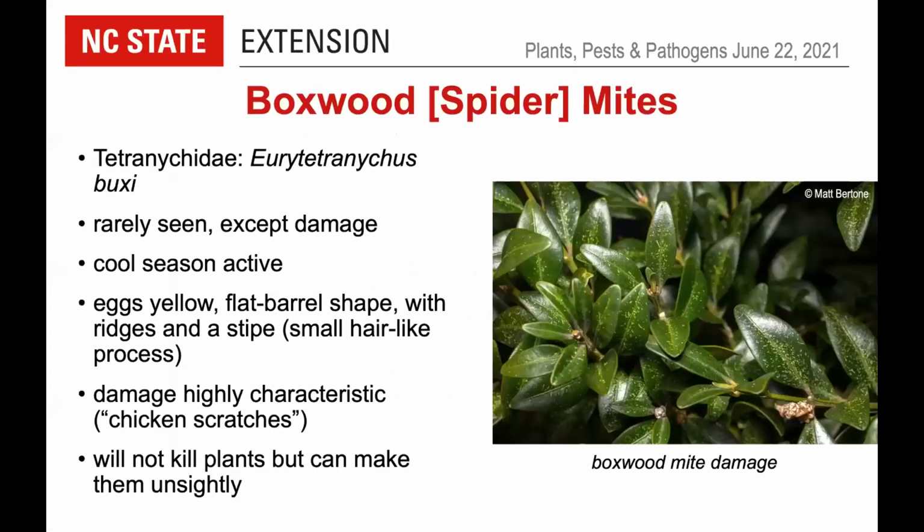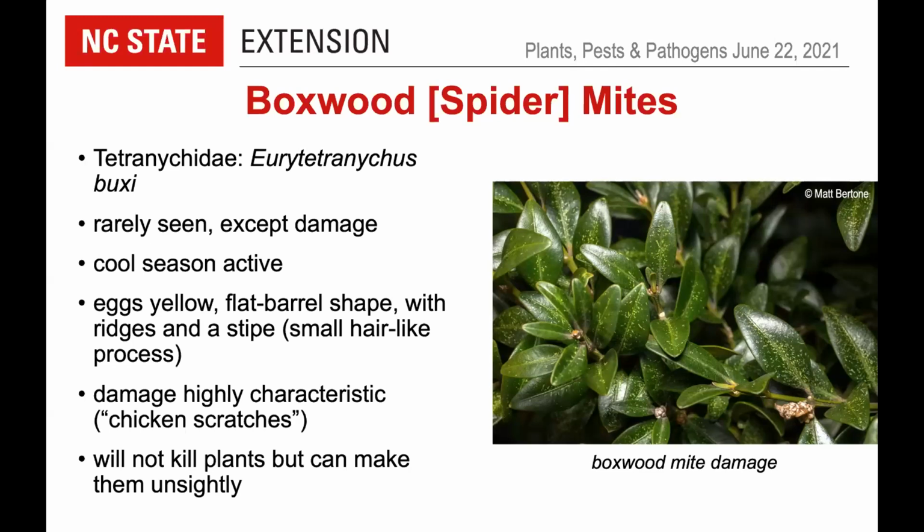The first one I would say is the most common is the boxwood mites or boxwood spider mites. These are a true spider mite related to the two-spotted spider mite, a common pest of many plants. But these are specific. These are Eurytetranychus buxi. As the name suggests, these are specific to boxwoods, to Buxus. The mites themselves are rarely seen actually, but the damage is very common. That's because these mites are fairly cool season active, so they're going to be active in the very early spring and the late fall.